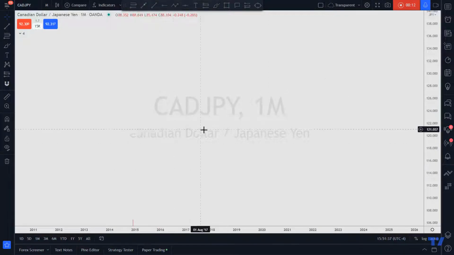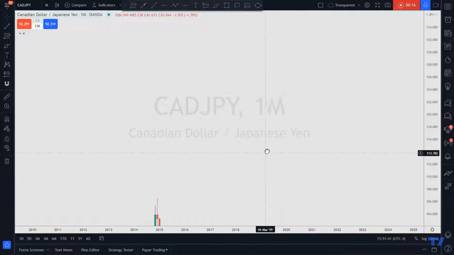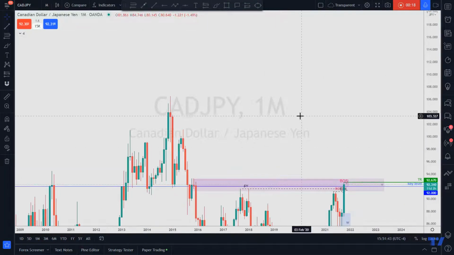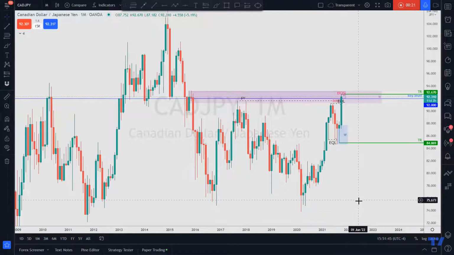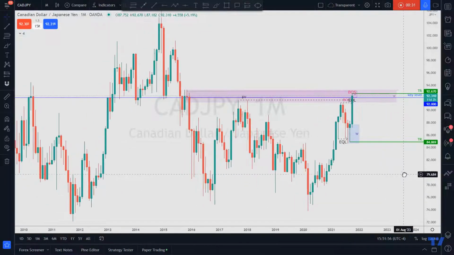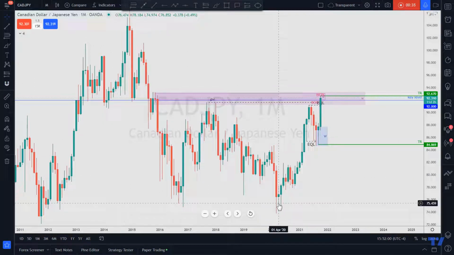Anyway, we're going to go over the CAD yen as per a request by one of my subscribers. Let's go over this as thoroughly as we can. We're going to do a top-down analysis. I'm going to show you how to just look for the key points and move on to the next step.